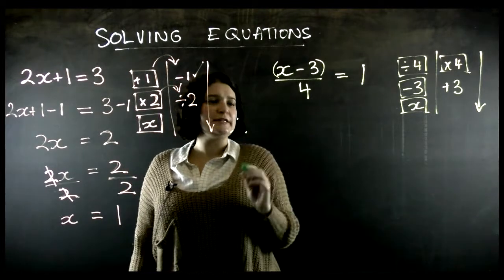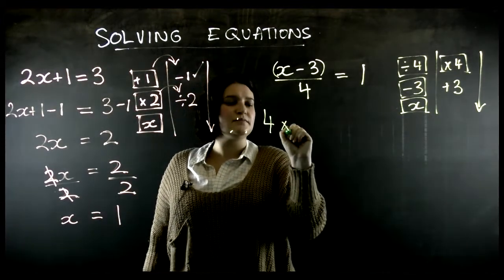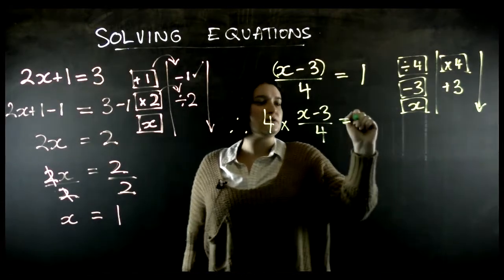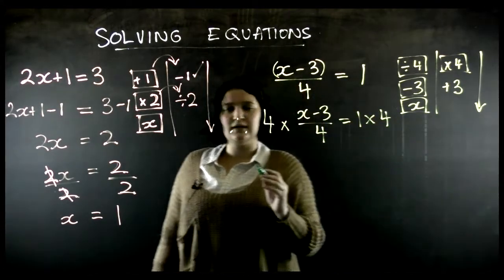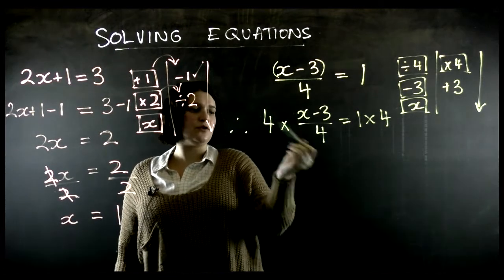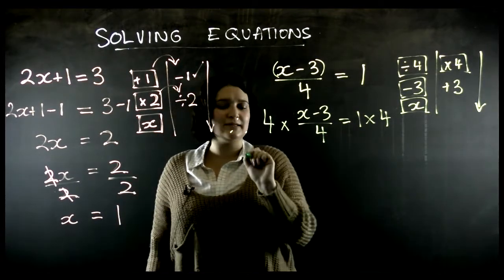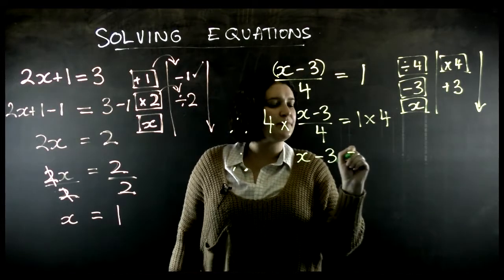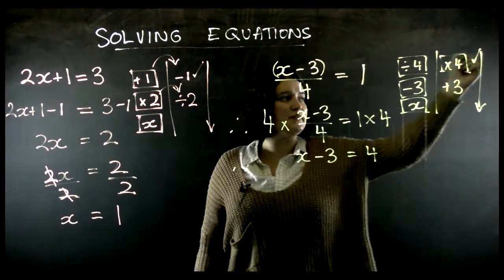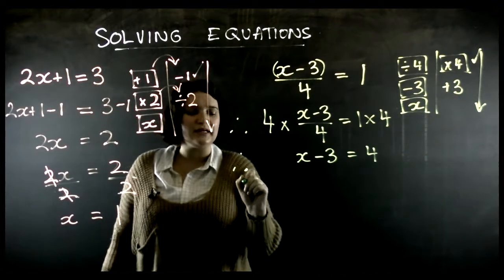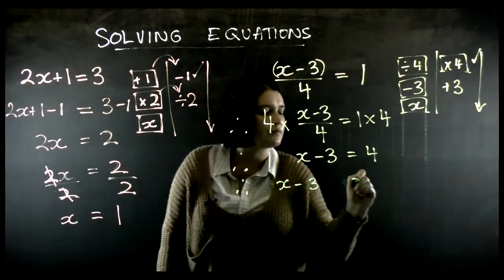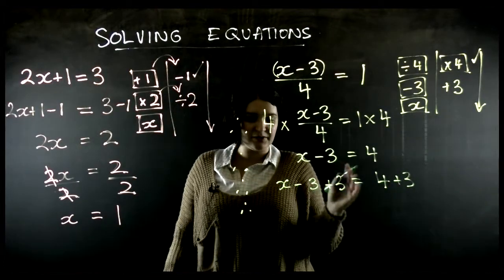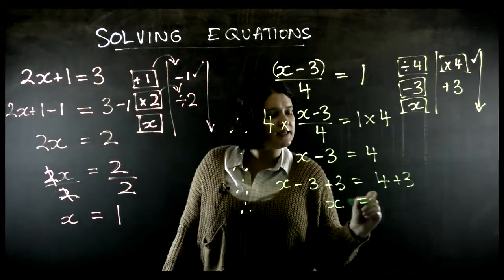So therefore, 4 times x minus 3 over 4 equals 1 times 4. Now when I multiply this 4 by this divide by 4, they cancel out. So I'm just left with whatever was on top of the fraction. X minus 3 equals 4. That step's done. Now I'm adding 3 to both sides. My subtract 3, add 3 cancels out. I'm just left with x on the left-hand side equals 7.